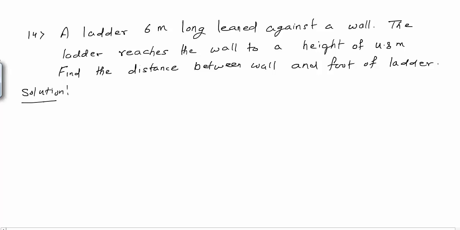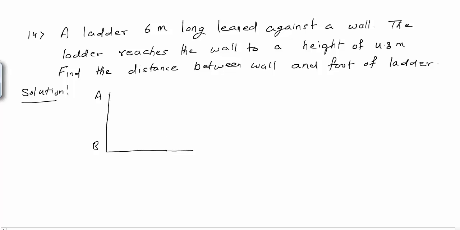A ladder 6 meters long leaned against the wall. The ladder reaches the wall to a height of 4.8 meters. Find the distance between the wall and the foot of the ladder. Now, there is a wall. The wall is going to be a vertical one like this. So this is a straight wall. I name it, suppose, AB. And this is the ground.